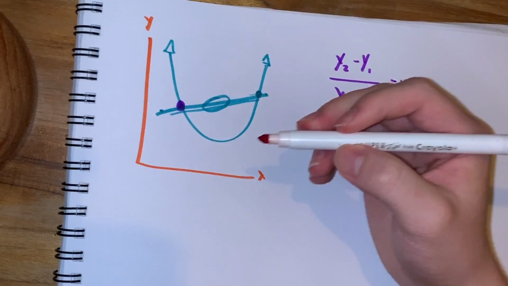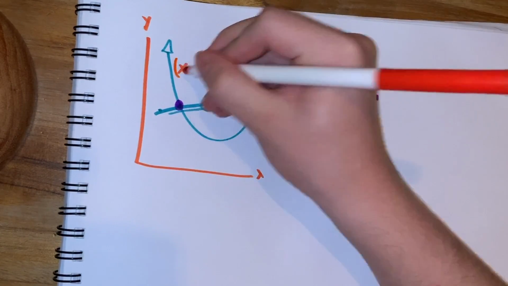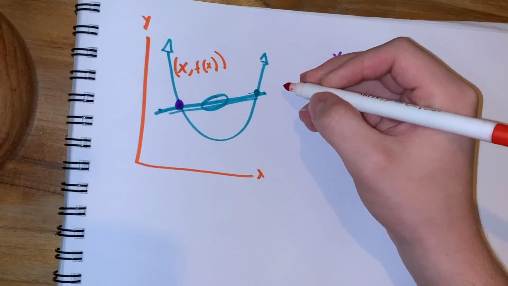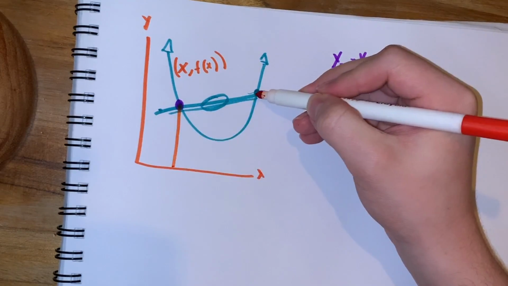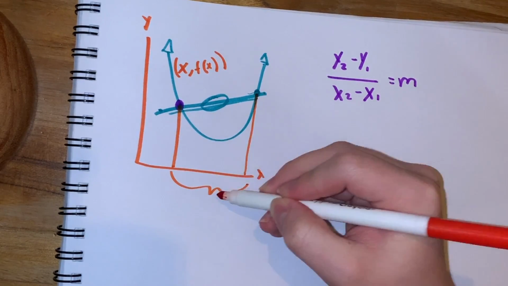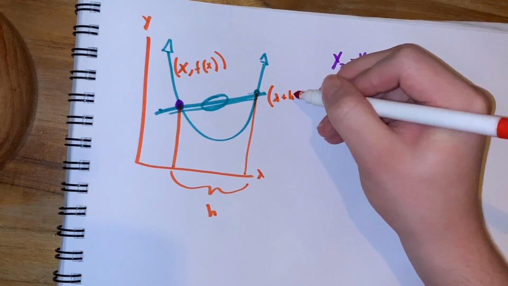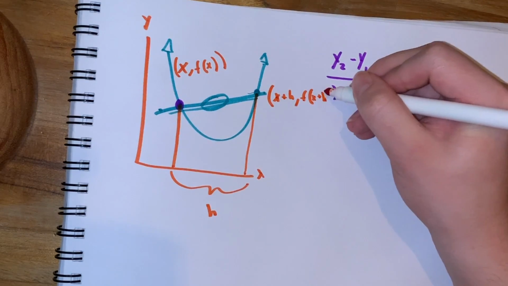But of course, what are the coordinates of these two? We can just say that the coordinate of the first one is x, and we can say that the y coordinate of this is therefore f of x. And for the second one, we can just say that the x value is the distance between both of them. We can just call h. So the x value of this is x plus h, together with the y value, which is simply the function, but then using x plus h once more.